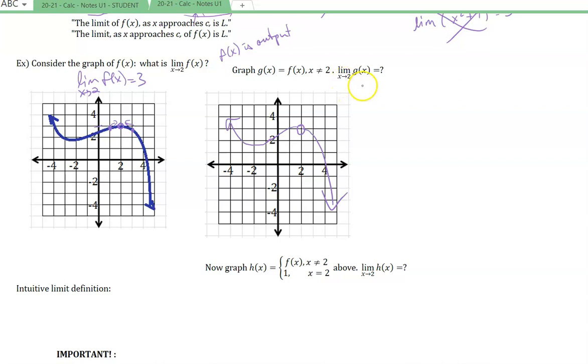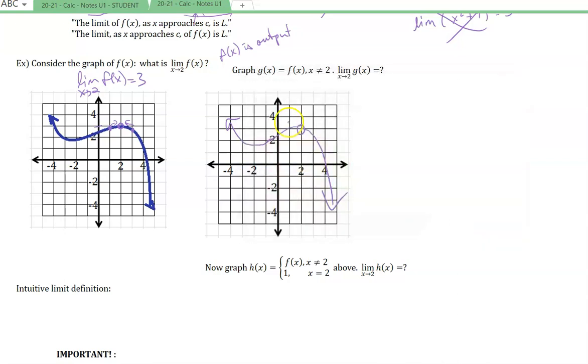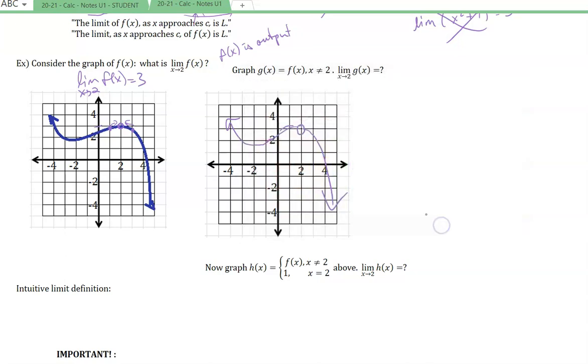Now, what is the limit as x approaches 2 of g of x? Well, when we look at 2 comma something, we notice it doesn't have anything. That does not mean, though, that the limit doesn't exist, because this is the important thing about limits. Limits do not care what is happening at a point. They only care what is happening around a point. So we only care about what's happening right here and what's happening right here. What are we getting close to?